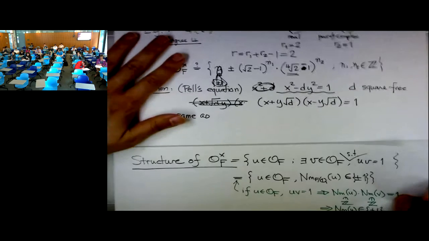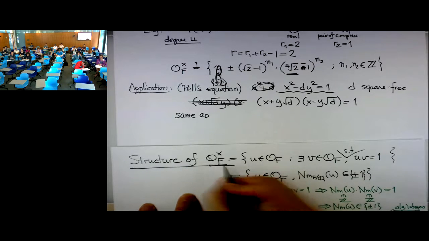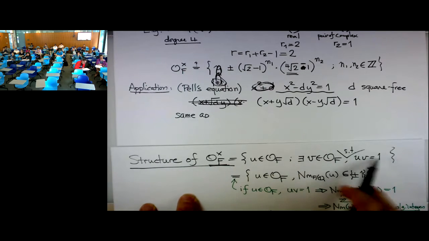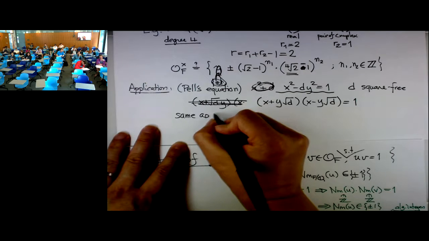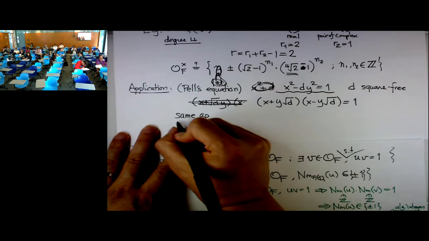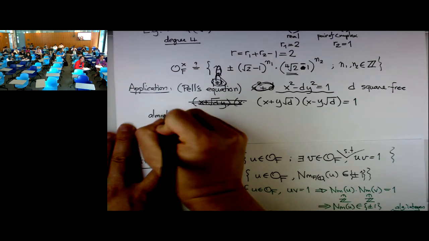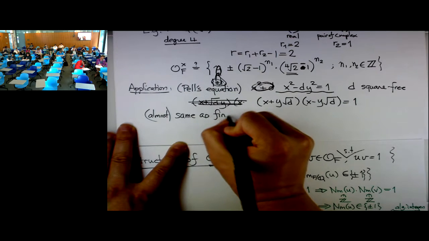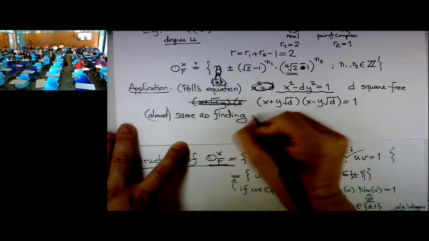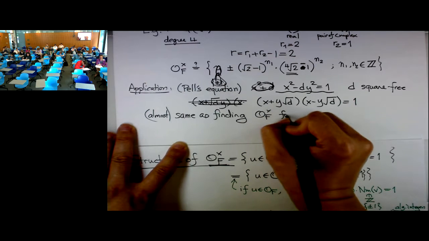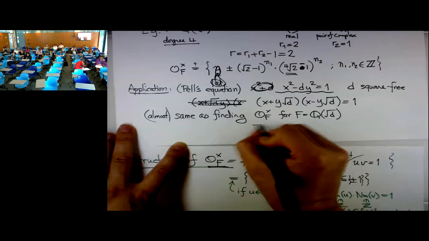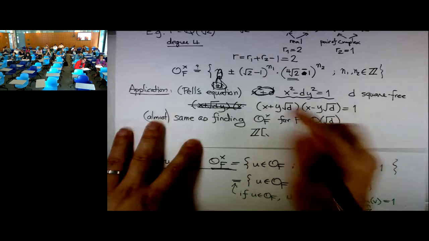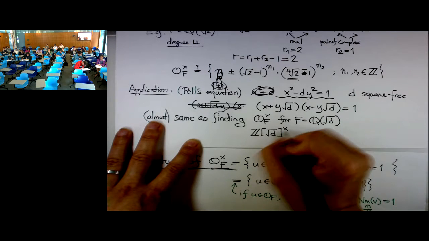And if you think about it more, it's really the same as, let's recall how we define the units. The units are those elements of O_F which are invertible, and those are the same as those elements of O_F whose norm is plus or minus 1. So finding this is pretty much the same as, maybe, finding O_F cross for F equal to Q adjoin root of D. Or rather, maybe finding units in here.